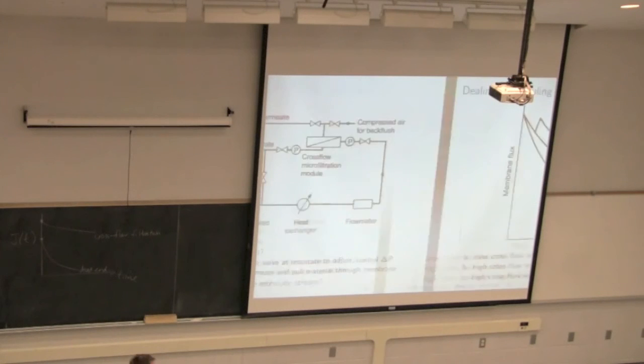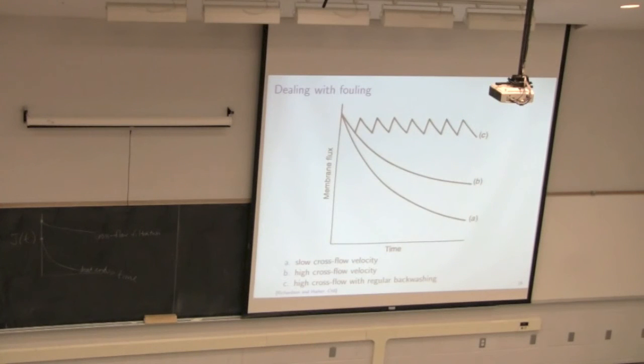Okay. So the flux through the membrane will then follow a sawtooth pattern, where you're filtering for a while, the flux starts to drop off, you back flush and you go back to some higher flux because now you've cleaned your membrane out. Cake builds up again, back flush, back to that flux, and you keep going over time.